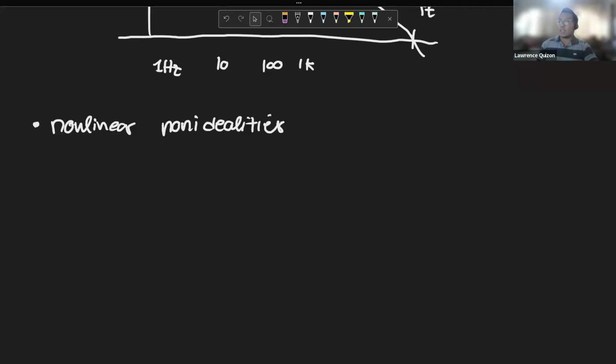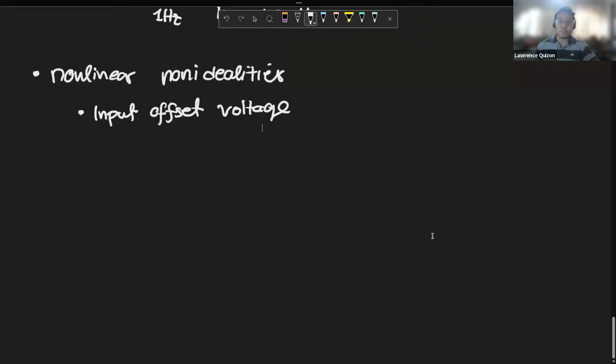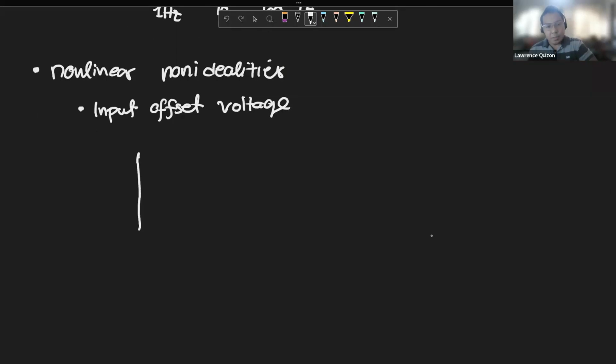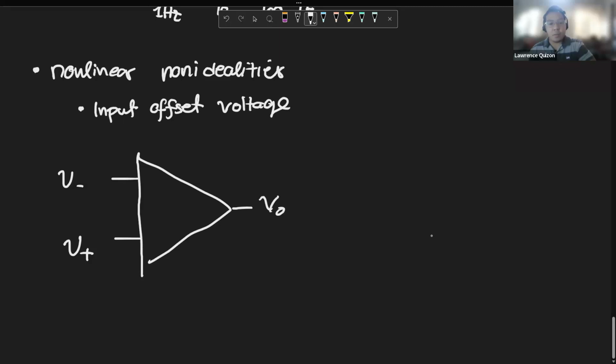So our non-linear non-idealities are these. Input offset voltage. Essentially, what happens here, right? You have the op-amp, you have the V minus, you have the V plus, you have the output, no?